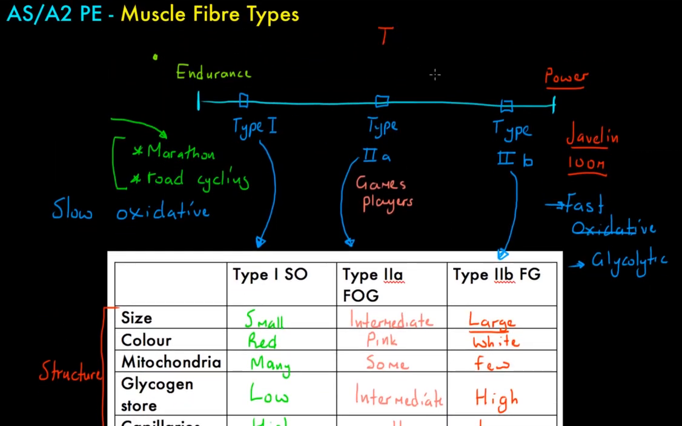The only thing I would add onto the end of this recording is the idea of the twitch. Sometimes you'll hear fast twitch, slow twitch: type 1 slow oxidative is slow twitch, type 2A fast oxidative glycolytic is fast twitch, type 2B fast glycolytic is fast twitch. Well, twitch just means a single contraction. That's all we mean by the concept of a twitch. So don't let that confuse you. It just means a single contraction. That is all from me.